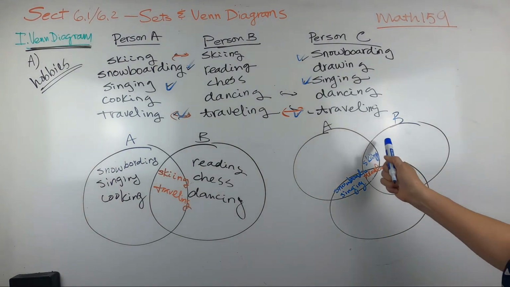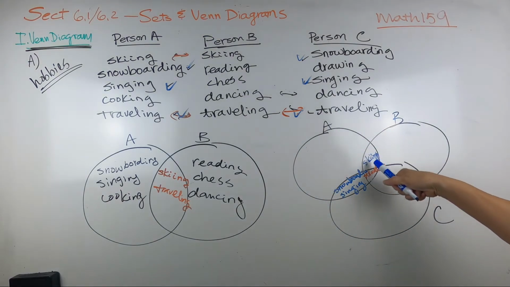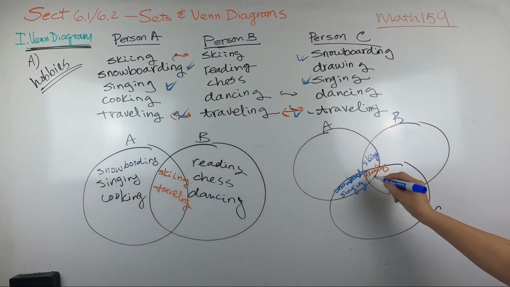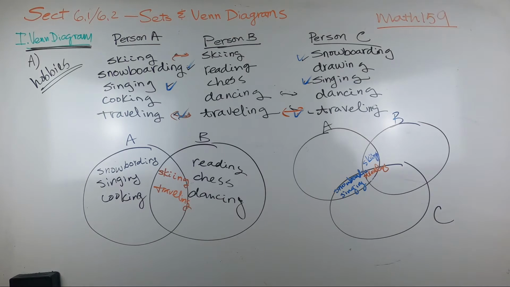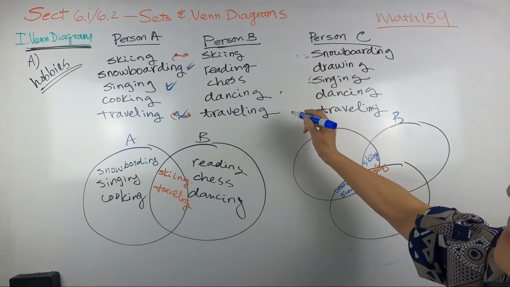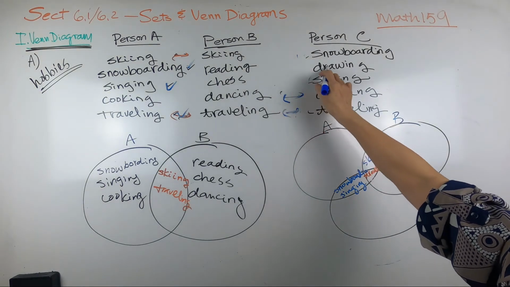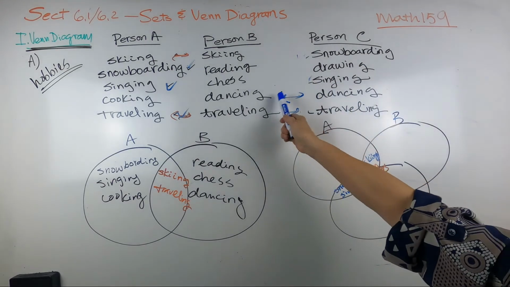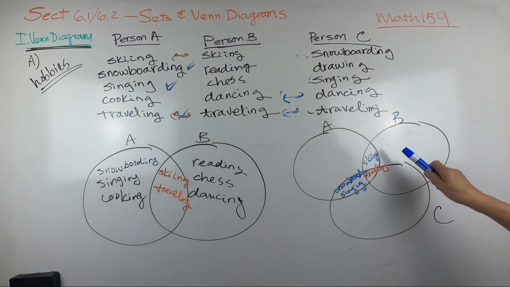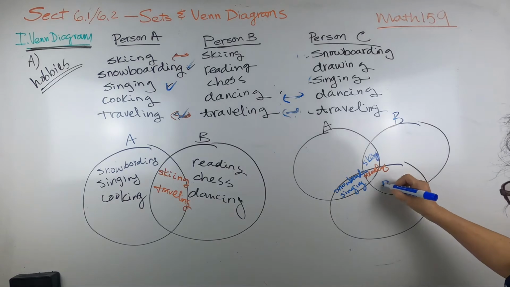So we described that between A and B is skiing. Between A and C, that would be snowboarding and singing, along with traveling. How about between B and C? What do they have in common? Between only B and C, it's dancing and traveling. Traveling we already described, so we put the dancing here.